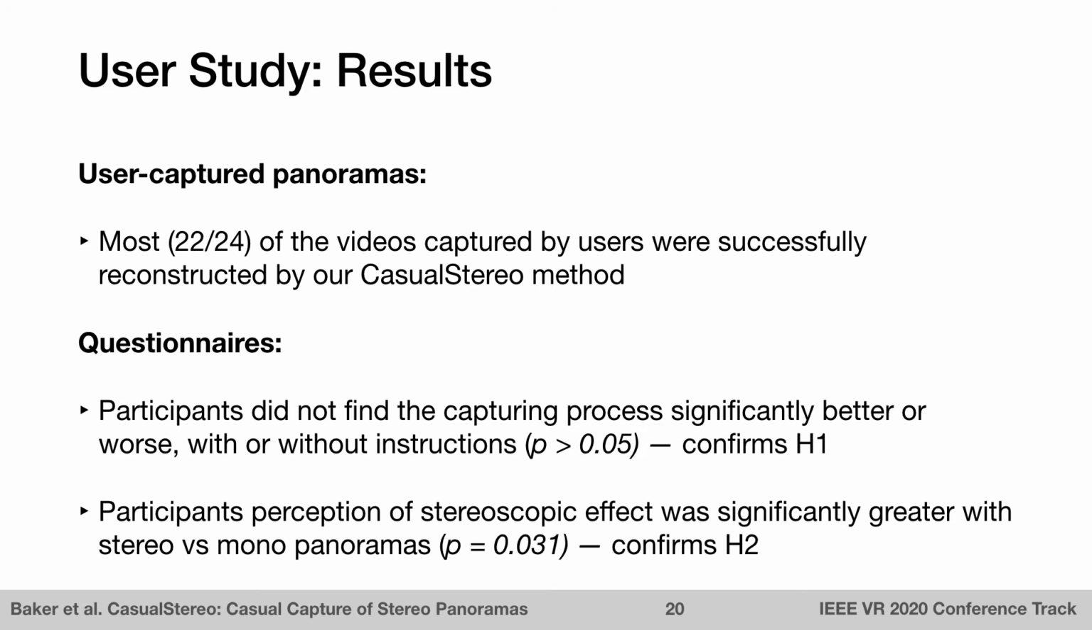On the questionnaires, participants did not find the capturing process significantly better or worse, comparing the little instructions to detailed instructions. So this confirms hypothesis 1, that they wouldn't find the process any different from a normal stereo panorama capture. And second, participants' perception of the stereoscopic effect was significantly greater with stereo versus mono panoramas. So this confirms hypothesis 2, that we are able to produce high-quality stereo panoramas that give a good parallax effect.